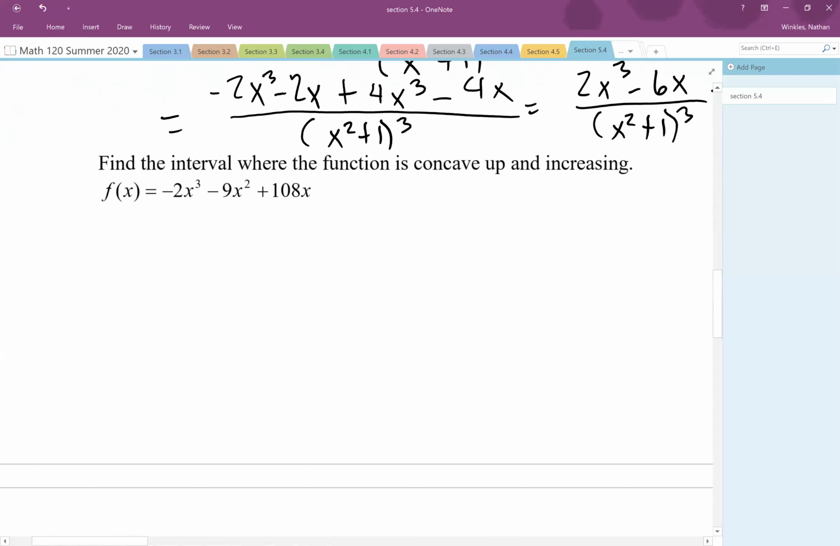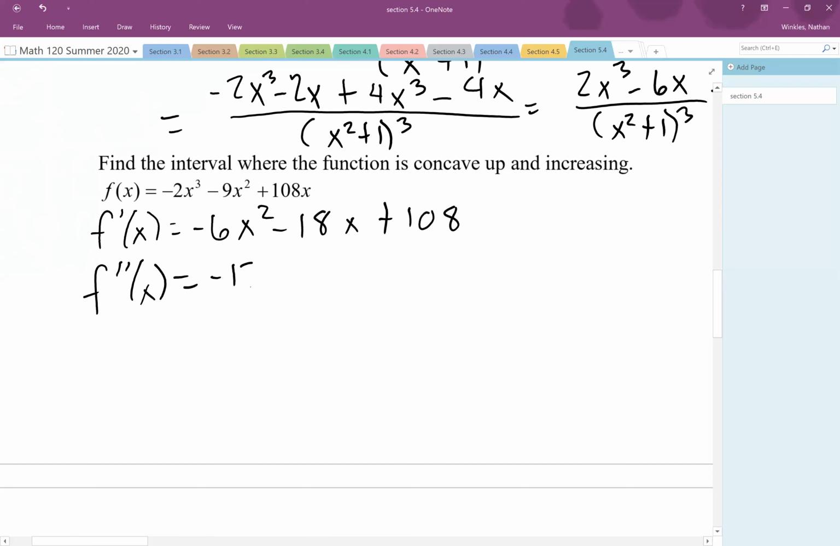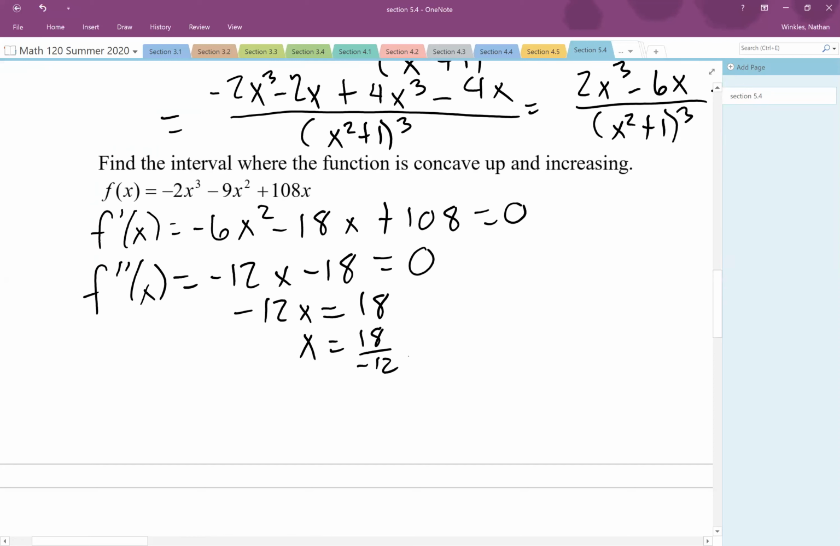So looking where the function is concave up and increasing, so we need positive over positive. F prime of x is minus 6x squared minus 18x plus 108. F double prime of x is minus 12x minus 18 equals 0. So minus 12x equals 18. X equals negative 18, I'm sorry, positive 18 over negative 12, which is negative 3 over 2.